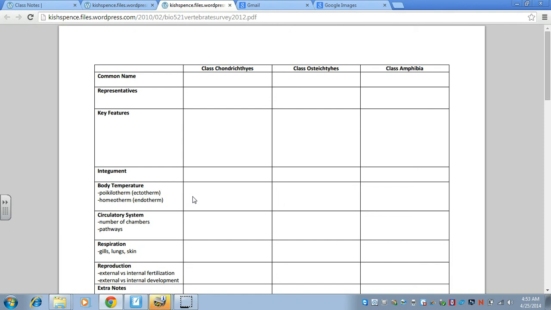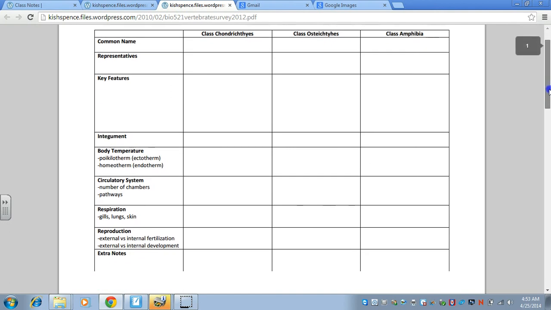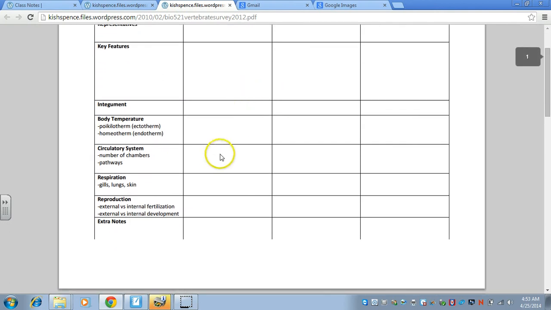cold-blooded. Circulatory system: we highlighted the number of chambers of their heart. So they have a 2-chambered heart, like other fishes, and it has one pathway. It goes from the heart to the gills to the body tissues back to the heart. Respiration, how do they breathe? They have gill slits so that they can breathe using their gills.